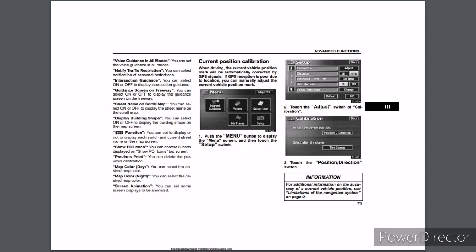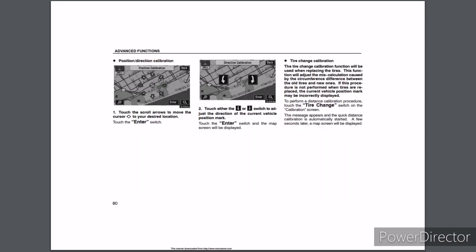Information. For additional information on the accuracy of a current vehicle position, see limitations of the navigation system on page 9. Position/direction calibration. Step 1. Touch the scroll arrows to move the cursor to your desired location. Touch the enter switch. And step 2. Touch either the left or right switch to adjust the direction of the current vehicle position mark. Touch the enter switch and the map screen will be displayed.